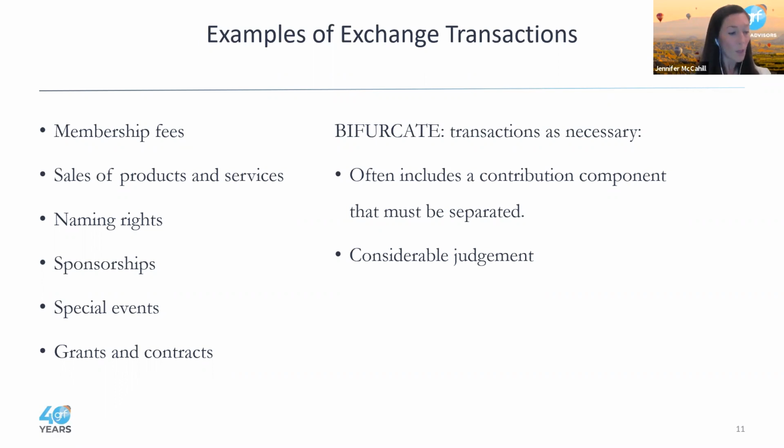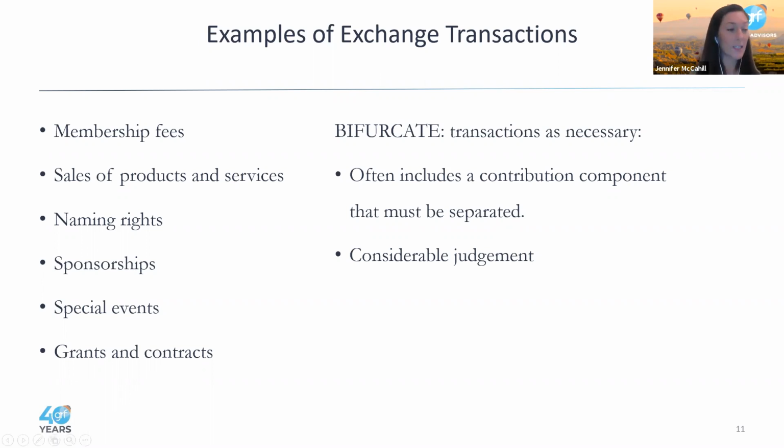And the note on here about bifurcation is very important because when we're talking about these items, they're not necessarily mutually exclusive, right? A membership fee stream of revenue could have a contribution piece in it. So when we're looking at those revenue streams, we do need to break them out into the individual components. And that's where that considerable judgment does come into play.